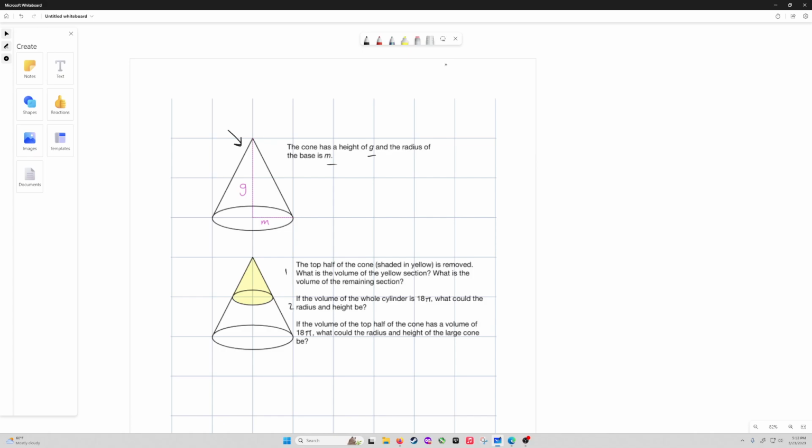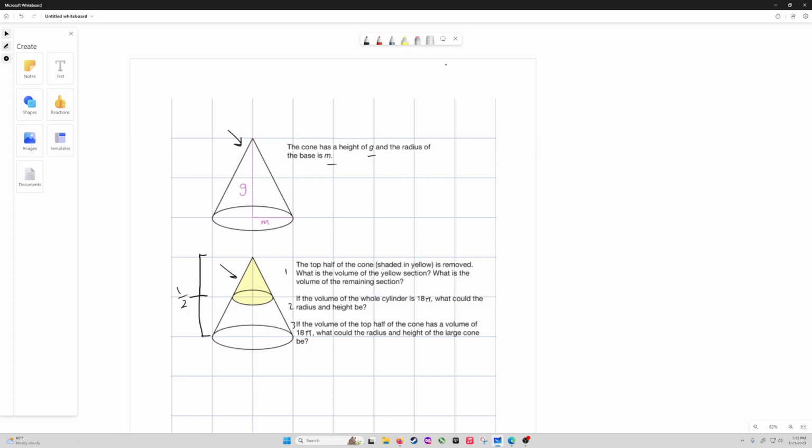One, two, three. So number one, the top half of the cone, which is this part shaded in yellow, is removed. How would you find the volume of that yellow section? So here's the height of the cone, and the section that we're going to cut off is halfway up the height. How would you find the volume of that yellow section? And then, what is the volume of the remaining section, the section that's left?